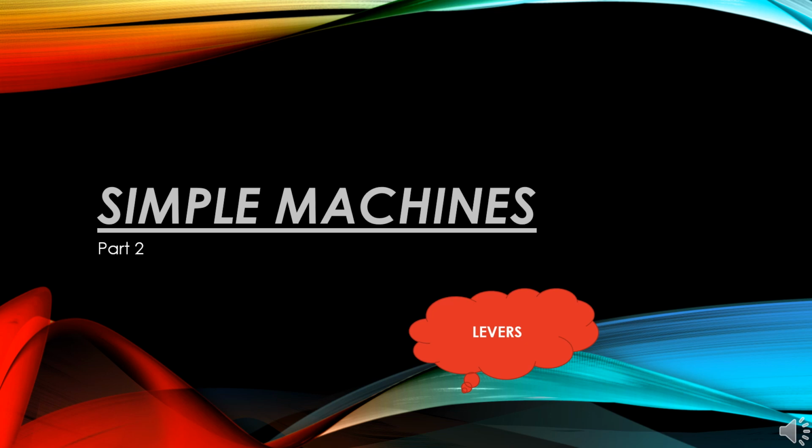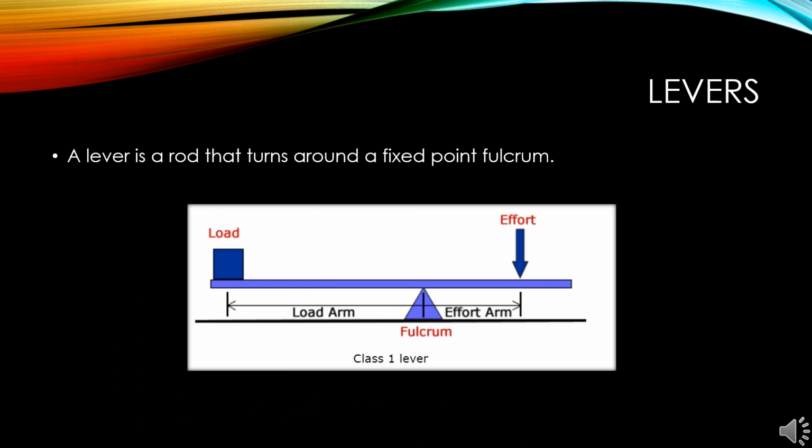In this class, we will discuss the first type of simple machine, that is lever. Lever is the most commonly used simple machine in our daily life. It is a rod that turns about a fixed point called fulcrum.